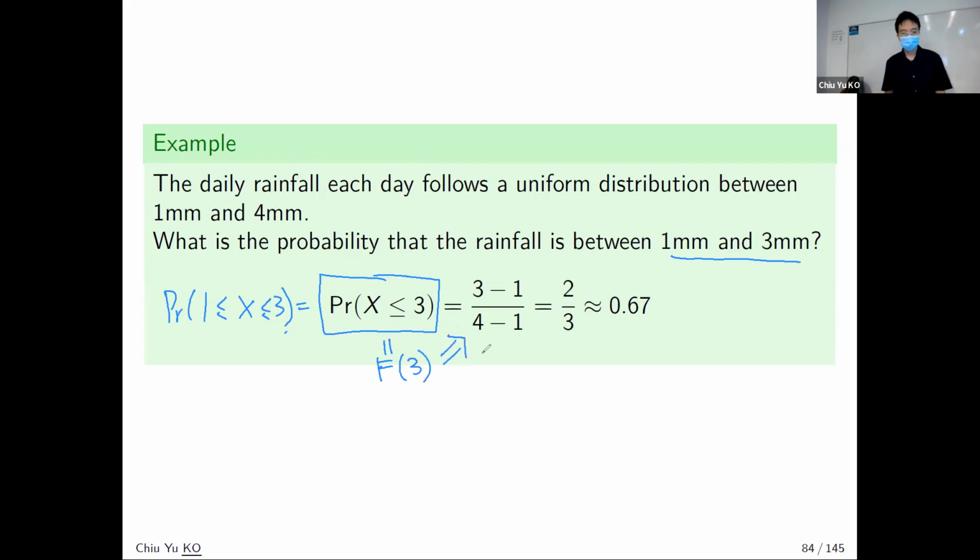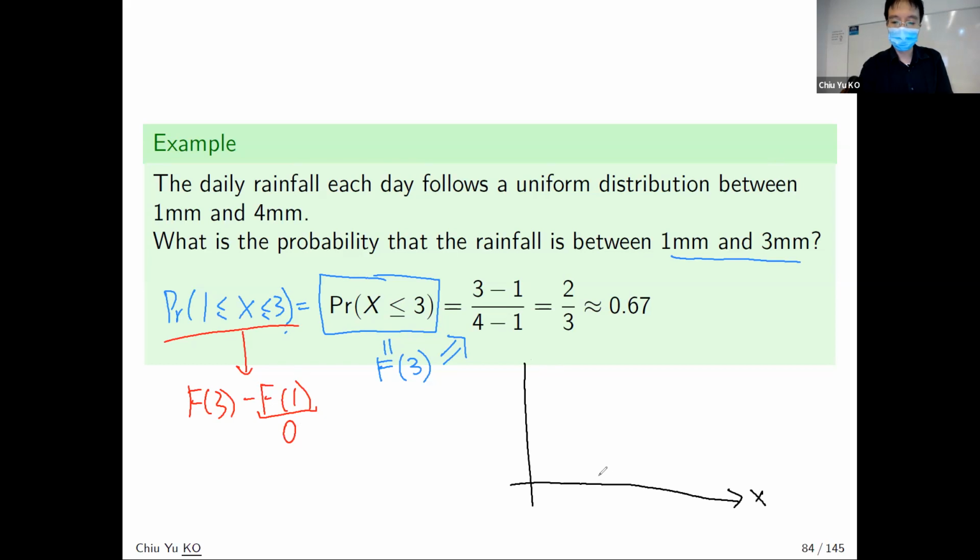I think I skipped a little bit here, but I think it's clear what's going on. Or the other way around, you can think about this as f of 3 minus f of 1. In that case, f of 1 is actually 0, so you also get the same idea, because less than 1 is 0. If you still do not fully absorb it, let's go back to here.